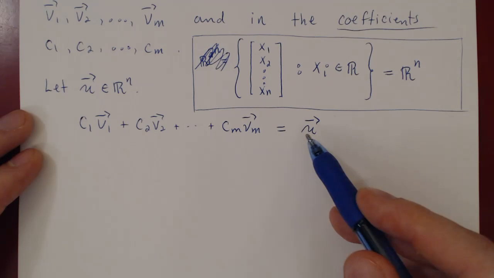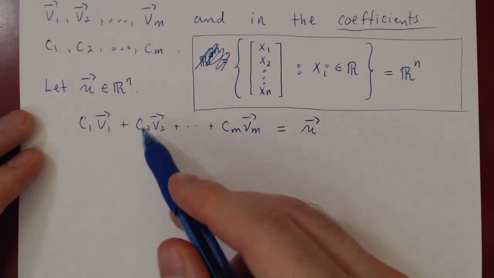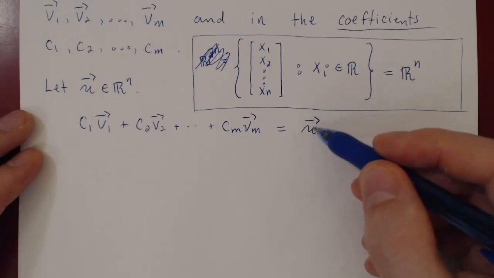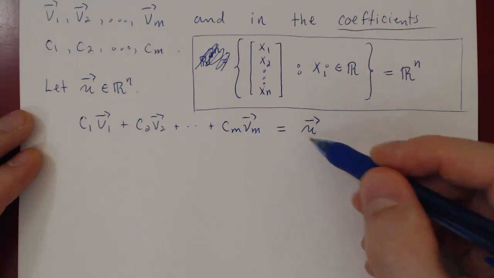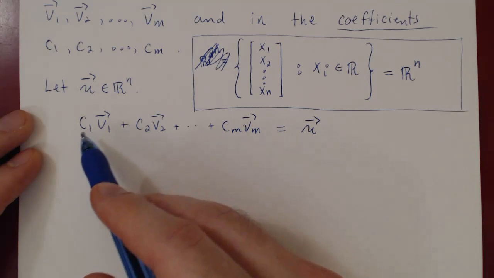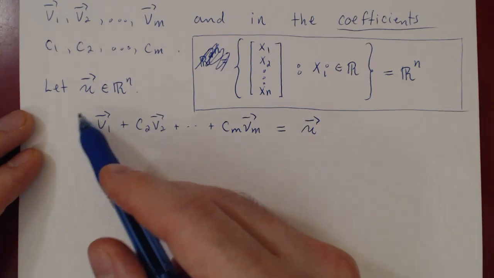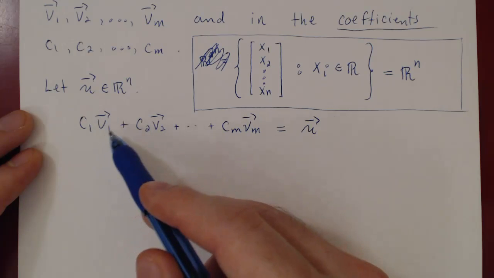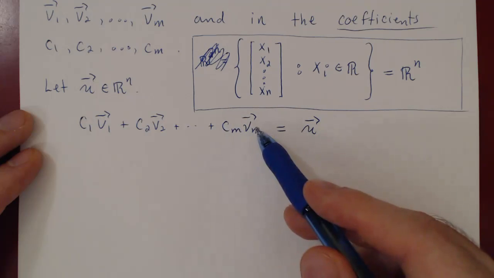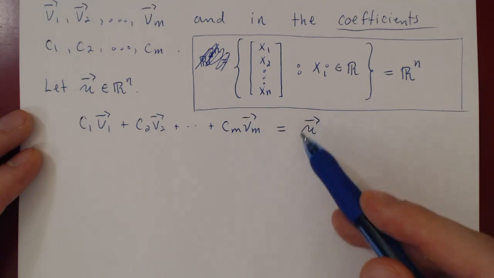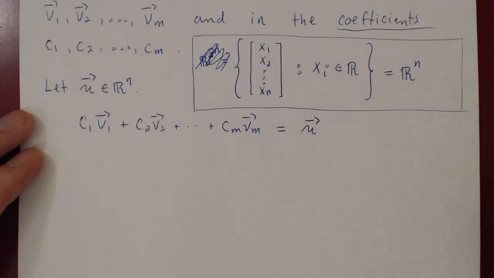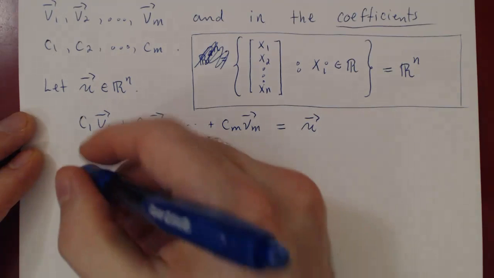Well, that would be a linear equation in the coefficients c1, c2 through cm, where the constant term is the first entry of vector u. And now look at your second equation. If you pick the second row of this vector, you would have c1 times the second entry of v1 plus c2 times the second entry of v2 up to cm times the second entry of vm equals the second entry of vector u. And if you do this for all n entries, what you will get is a linear system.